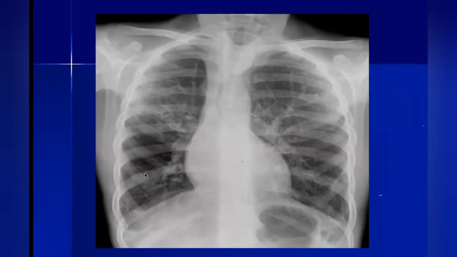There is an area of air trapping lucency. There is multiple interstitial thickening, some fibrotic bands, as you can see here, and also involving the left lung. Some hyperinflation of the lungs, but it's bilateral. So these are the features of BPD.